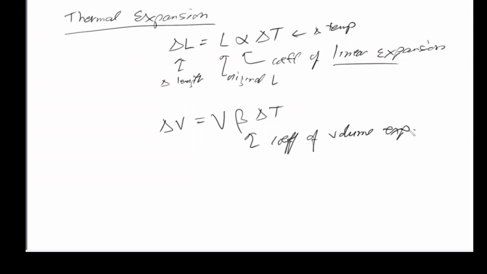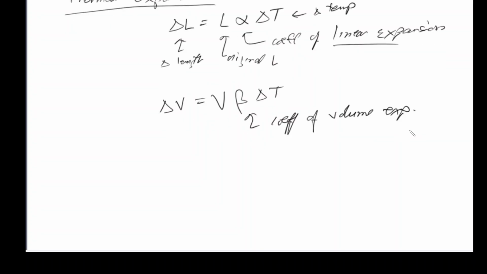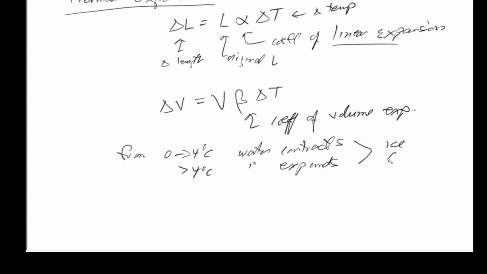And one thing to note is that a liquid only undergoes volume expansion. And another thing to note is that water behaves differently. Water from 0 to 4 degrees centigrade, water contracts. And above 4 degrees centigrade, water expands. And this is why ice forms at the top of a lake or a pond.